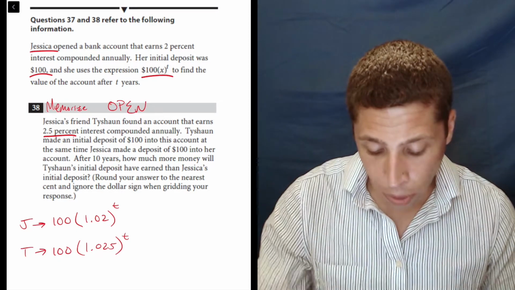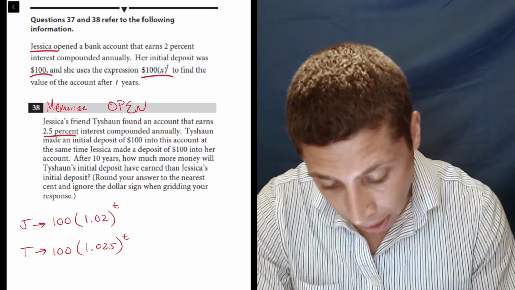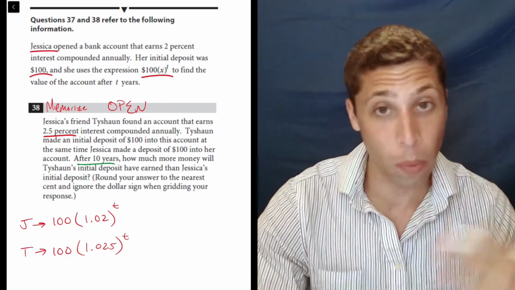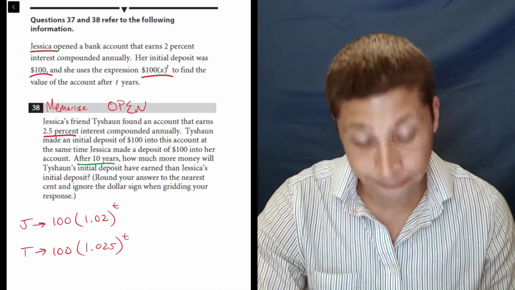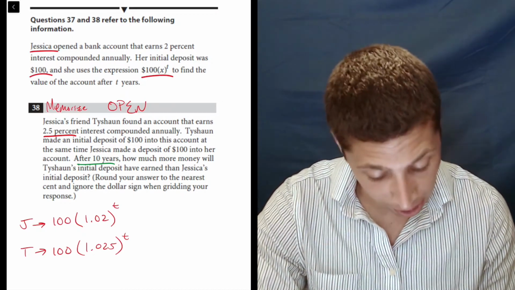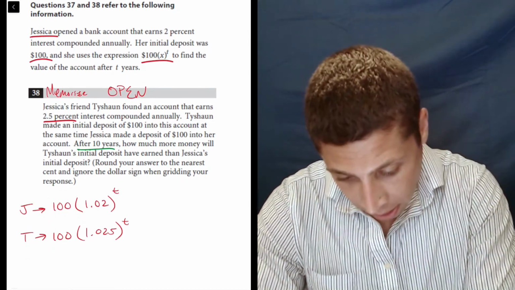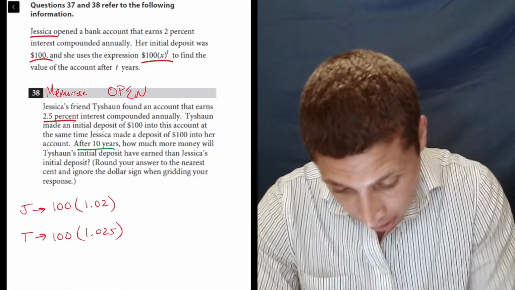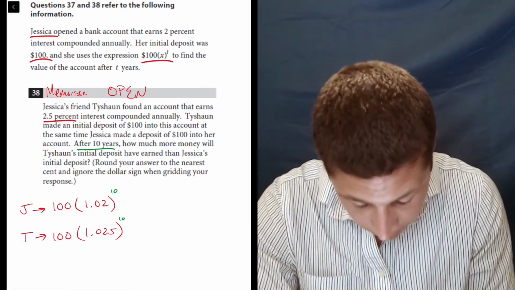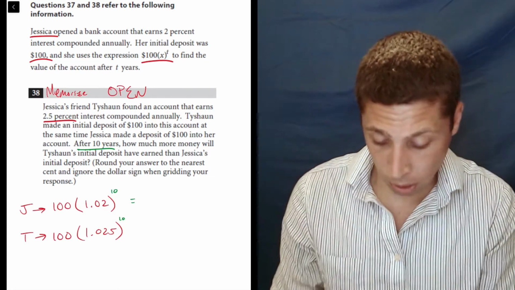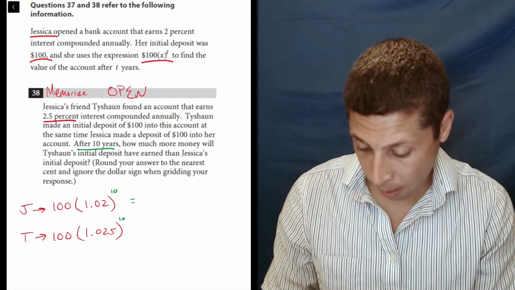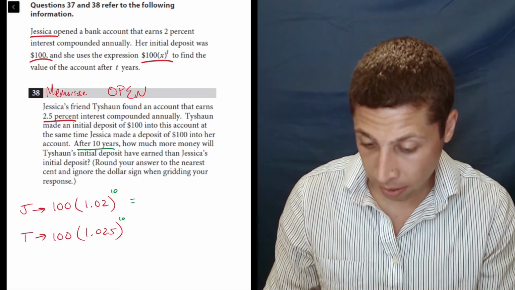An increase of 2.5% is going to have a little extra attached to it. What we need to do now is put in 10 as the number of years, and we want to get the value after that amount of time. So I'm just going to erase here, and let's make t into 10, and let the calculator take over. So 100 times 1.02 to the 10th.